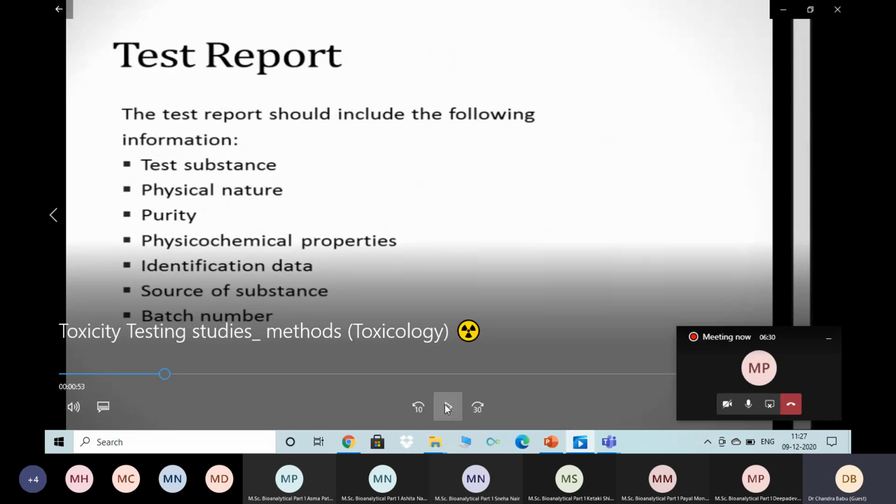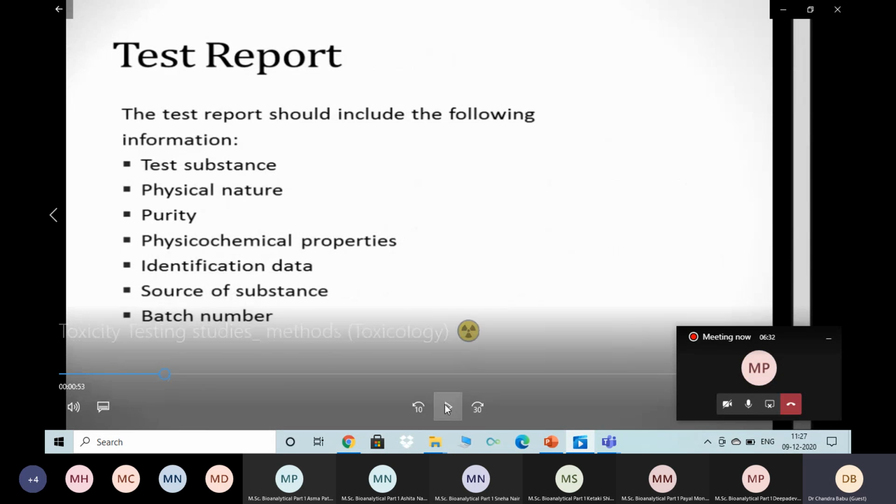So when we say the test report of this particular study, we would have these details being there. What are these details? First you will have the test substance, the physical nature of the test substance, purity parameters, physicochemical parameters, identification data, source of the substance, batch numbers, etc.